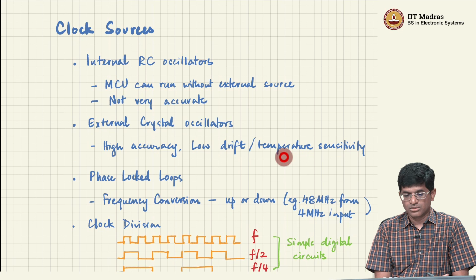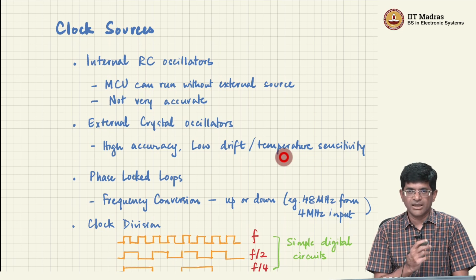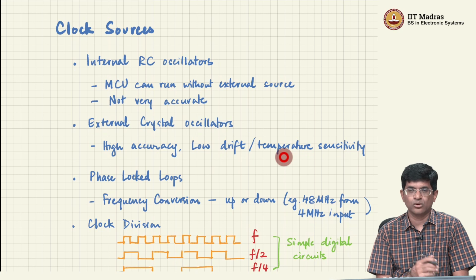Now this is fine. An oscillator, either RC or crystal, can give you one particular frequency, but as we already saw, I would like to have multiple clocks within my system. I don't want everything to operate at 48 megahertz. At the same time, I don't want everything to work at 1 megahertz either, right? I want to be able to generate different frequencies, and there are ways of doing that.